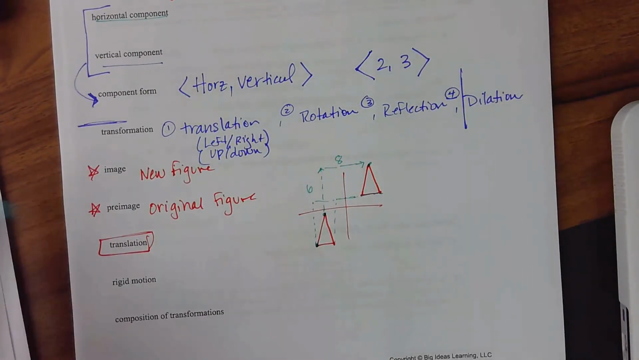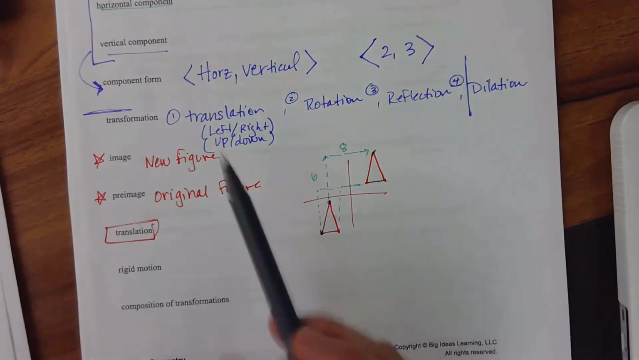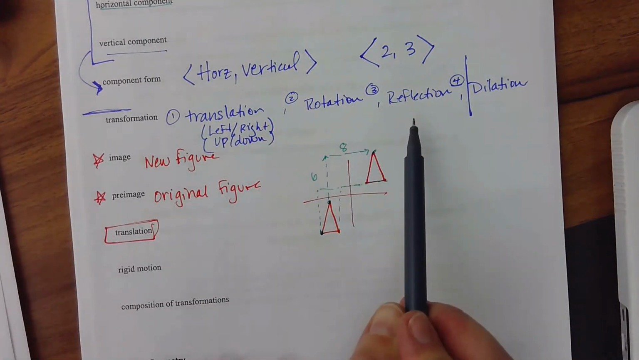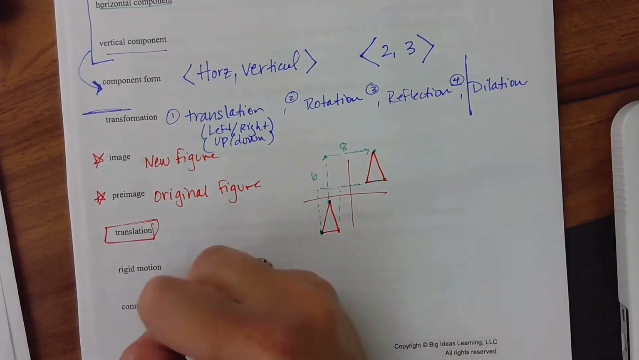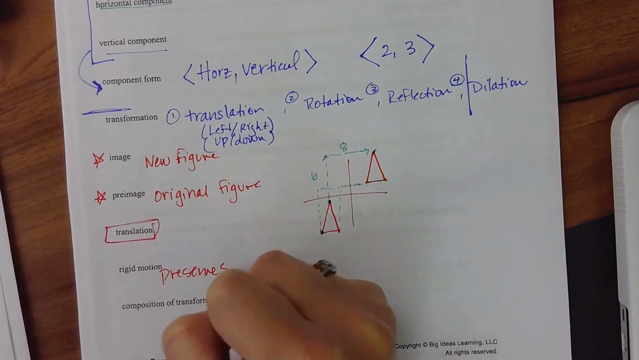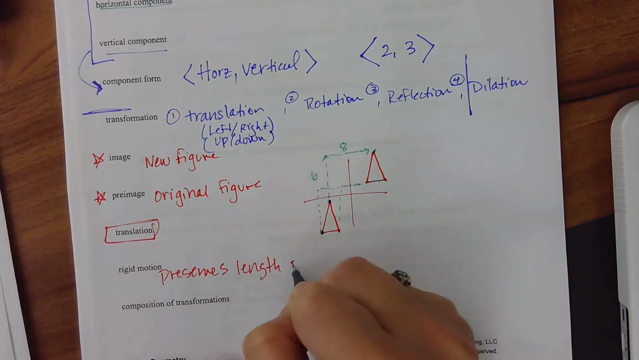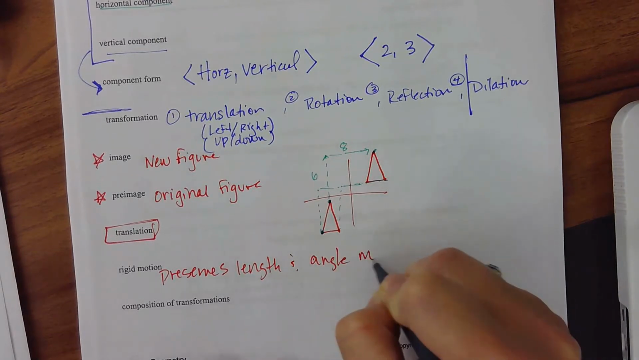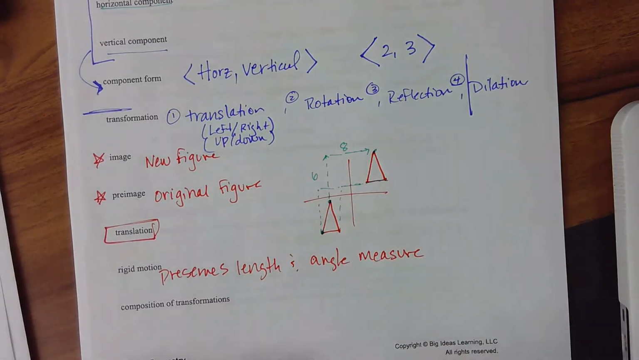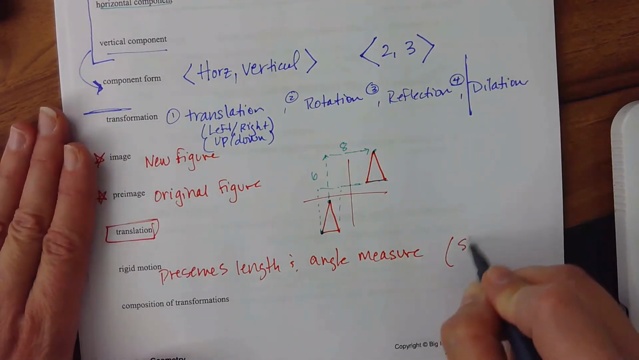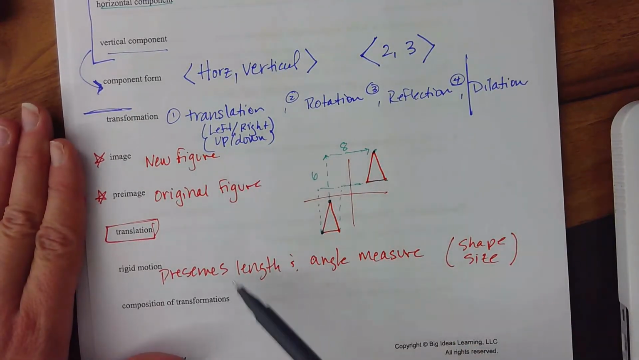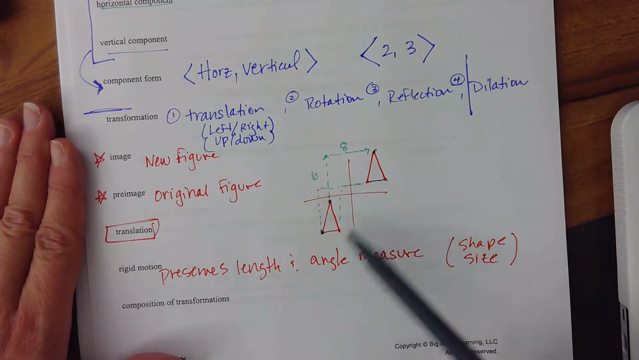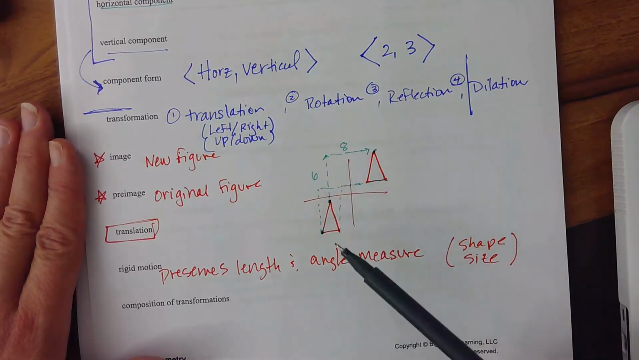All right, so rigid. When we talk about rigid, we're talking about a translation, a rotation, and a reflection. A rigid motion is something that preserves length and angle measure. How I remember it is that it doesn't change the shape or the size. For me, that makes more sense. For example, a translation is a rigid motion, and the reason is that I'm not changing the actual figure. I'm just moving it into a different location.